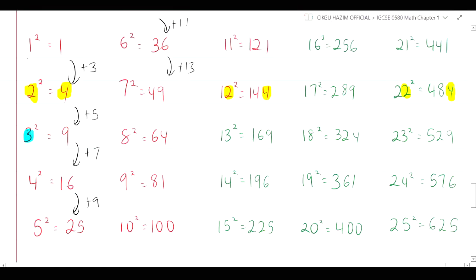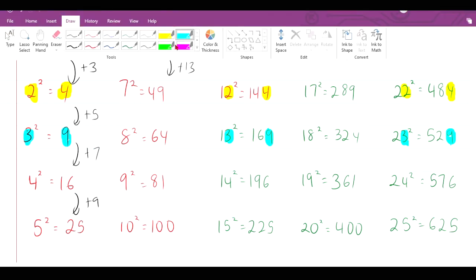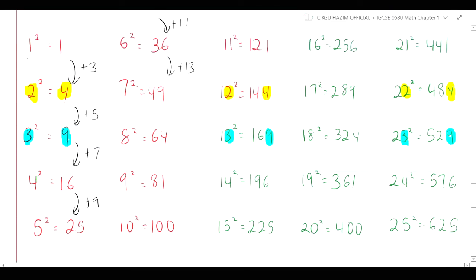All right, if the last digit is 3, the last digit must be 9. You see here 13 square becomes 169. 23 square is 529. You can continue more and more, and it has almost the same pattern. If the digit here is 4, square and the last digit will be 6. 14, last digit is 6. 24 square, last digit is 6. So you could think about that pattern.